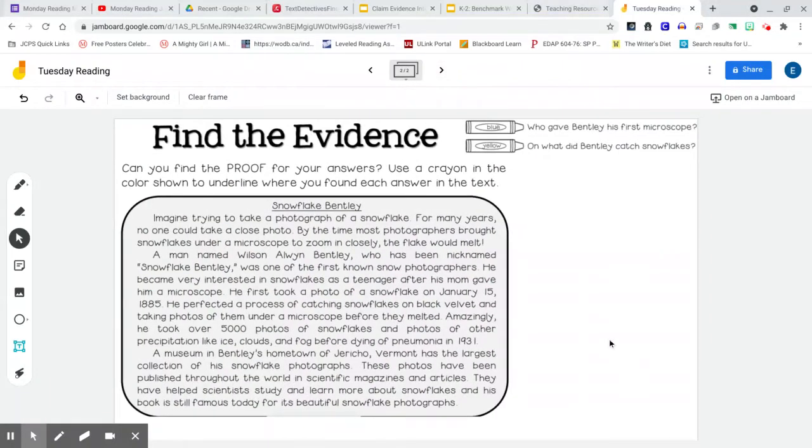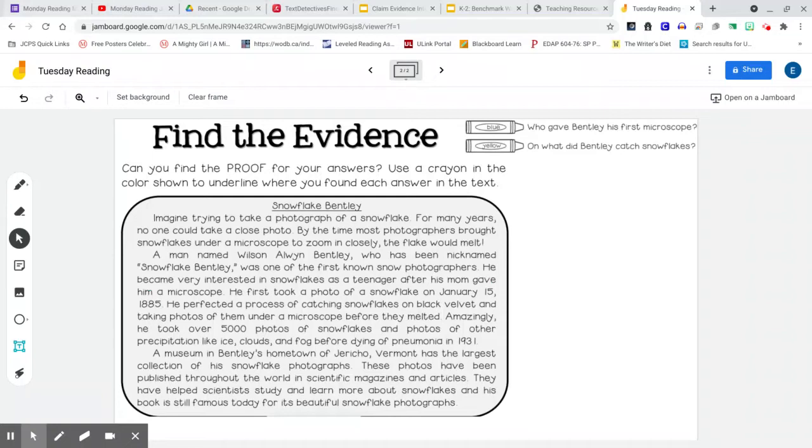So we're going to look at this text, Snowflake Bentley, and we're going to answer some questions using evidence from the text. So I want you guys to be detectives. You are searching for the clues or the evidence that helps you answer the questions.